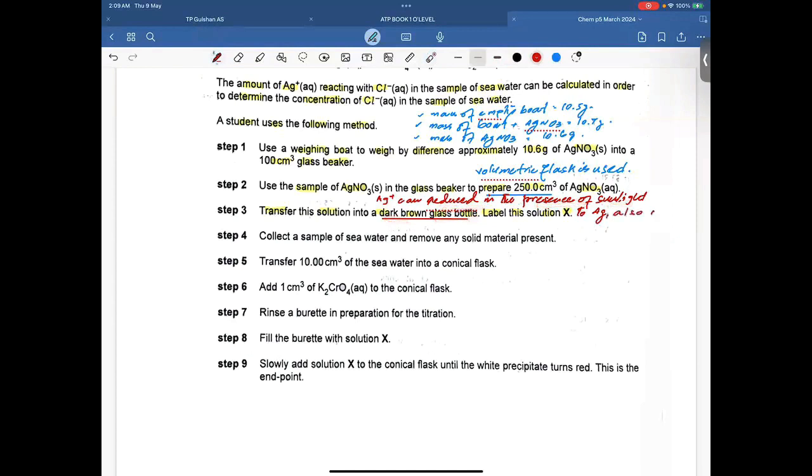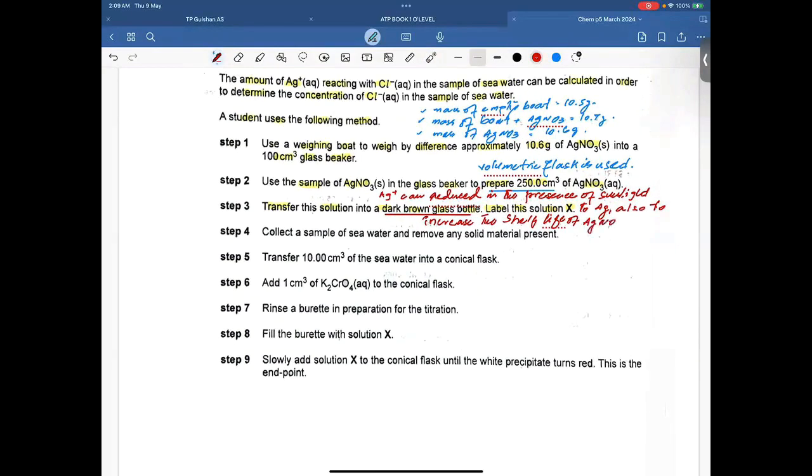Also, to increase the shelf life of silver nitrate, you can say that silver ions can reduce in the presence of sunlight. That's called a photochemical reaction. Because of that photochemical reaction, it undergoes reduction so that you will get silver metal. Because this will reduce the shelf life of the silver nitrate, in order to increase the shelf life of silver nitrate, we need to place it in the dark brown glass bottle. I hope it makes sense to you.